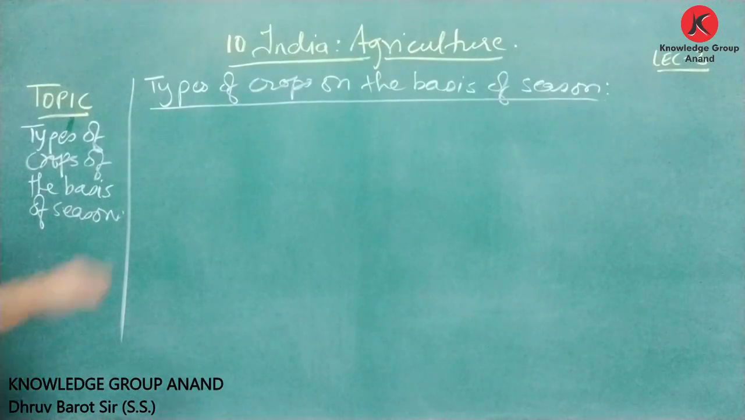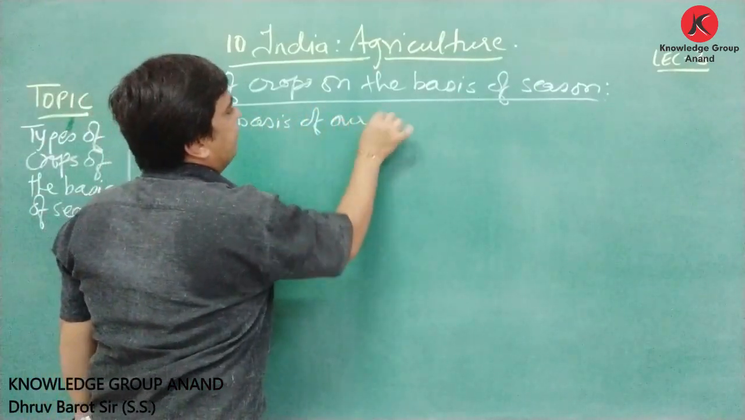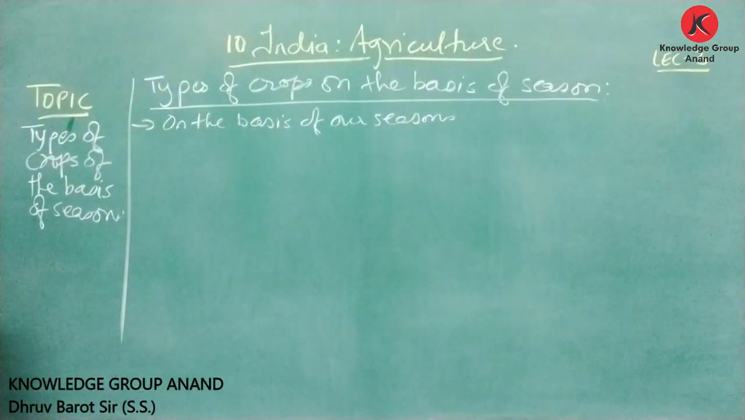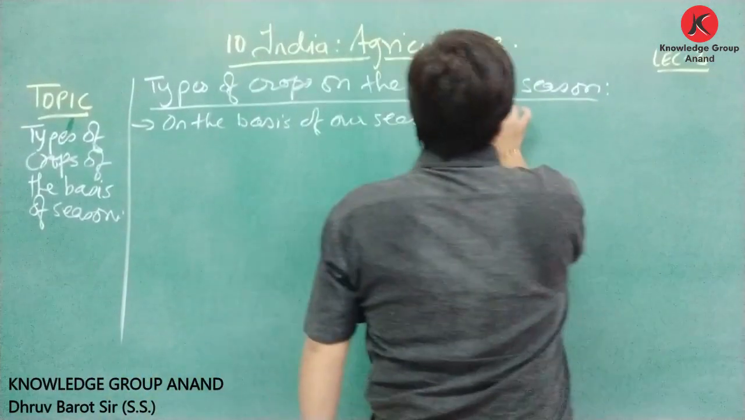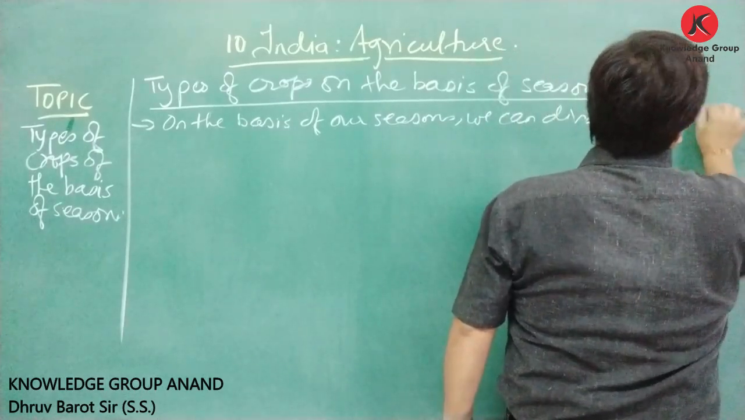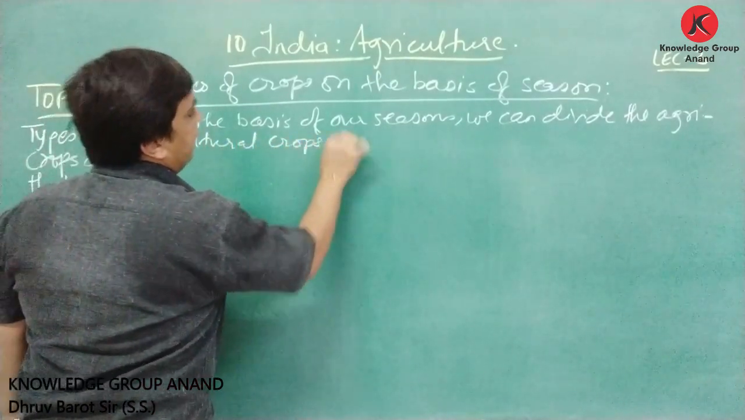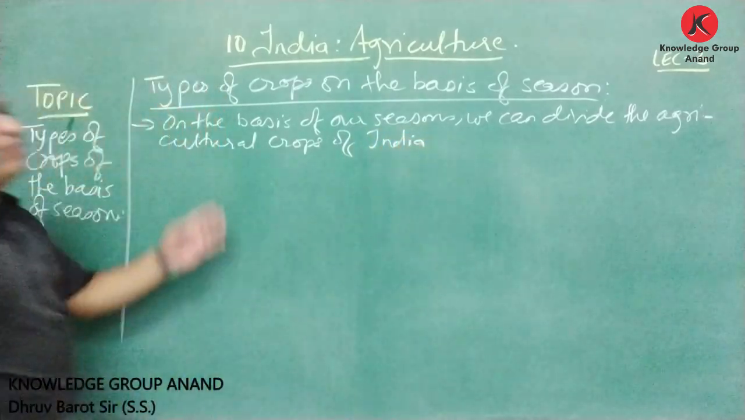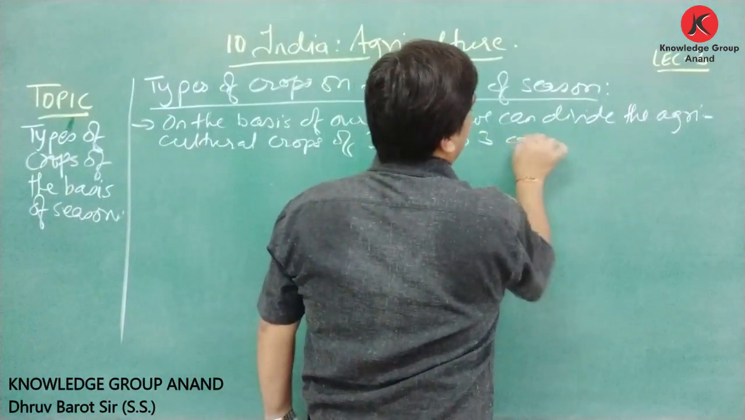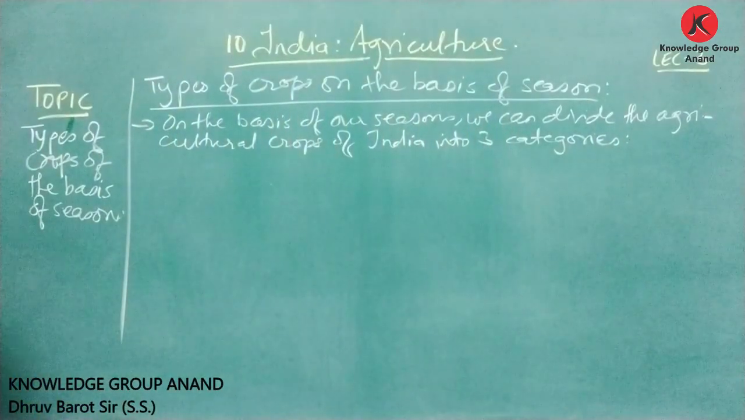Here we say that on the basis of our seasons, we can divide the agriculture crops of India into 3 categories.